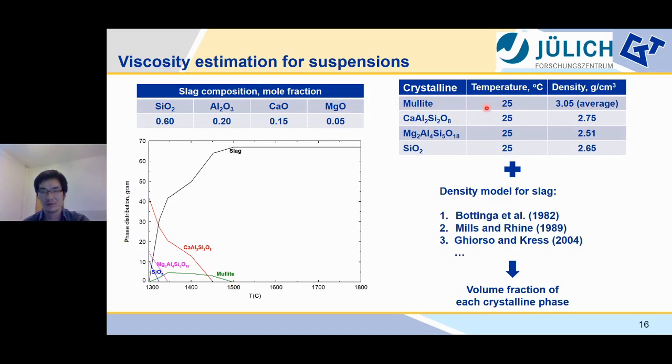So if we want to get the density at high temperature, we need to know also the thermal expansion coefficients. And for the molten slags, there are many existing density models. So you can pick one of them. Of course, it depends on the slag system or slag composition you are working on, because each density model has its own limitations. But anyway, we can combine these two pieces of information to get the volume fraction of each crystalline phase.